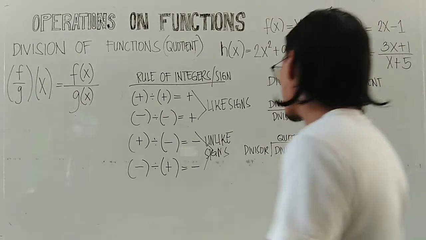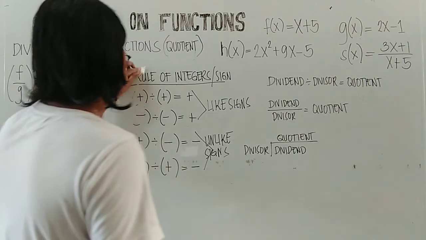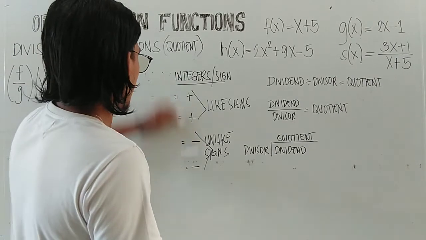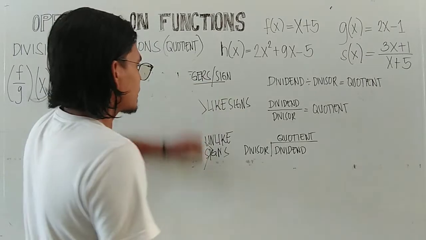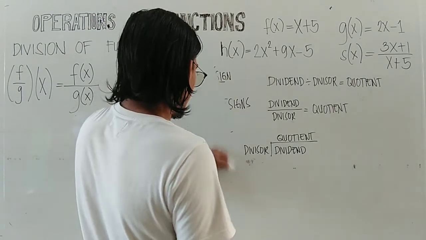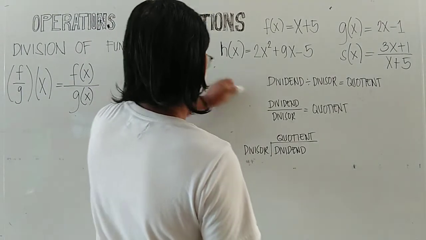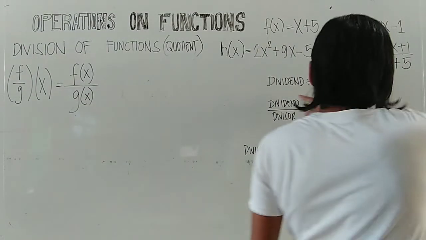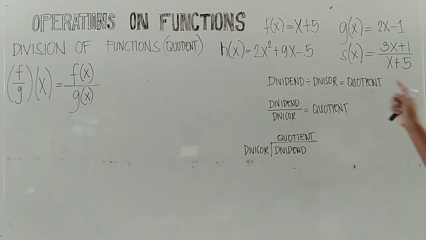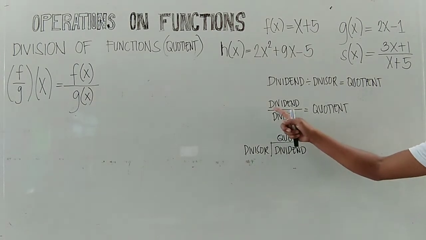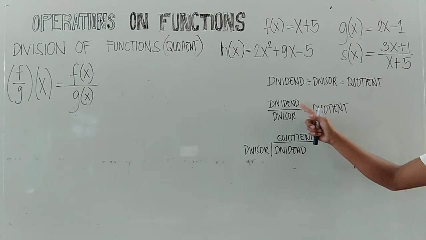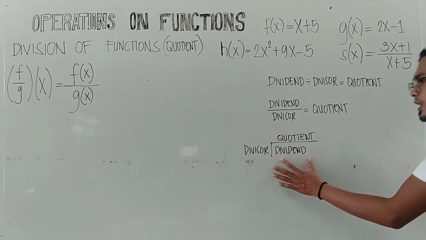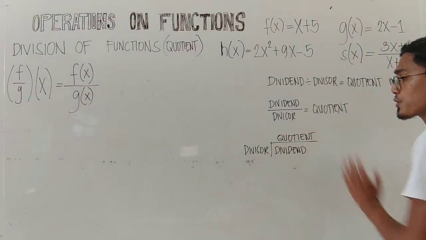Okay, so let's go to the basic and fundamental concept of dividing numbers. The parts of a division are: dividend divided by divisor equals quotient. Or we have this form, dividend divided by divisor equals quotient. Or we can have this form, dividend divided by divisor equals quotient.